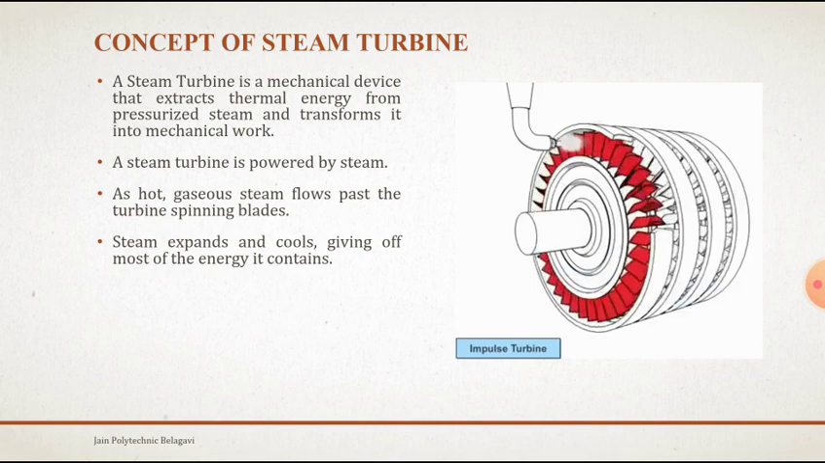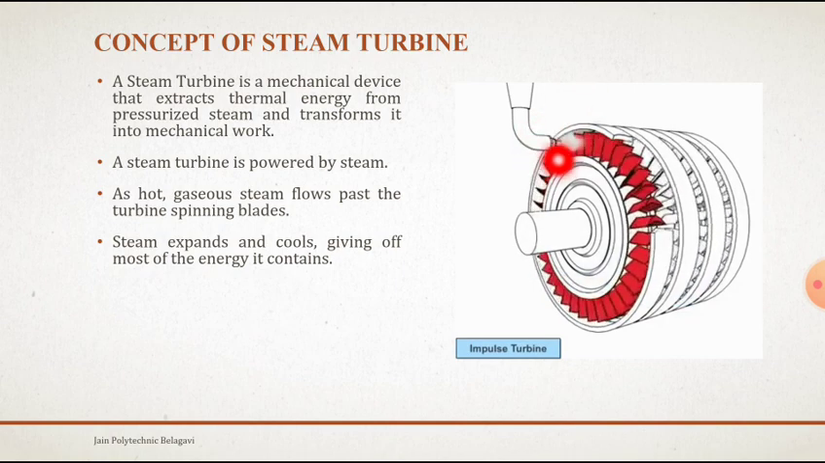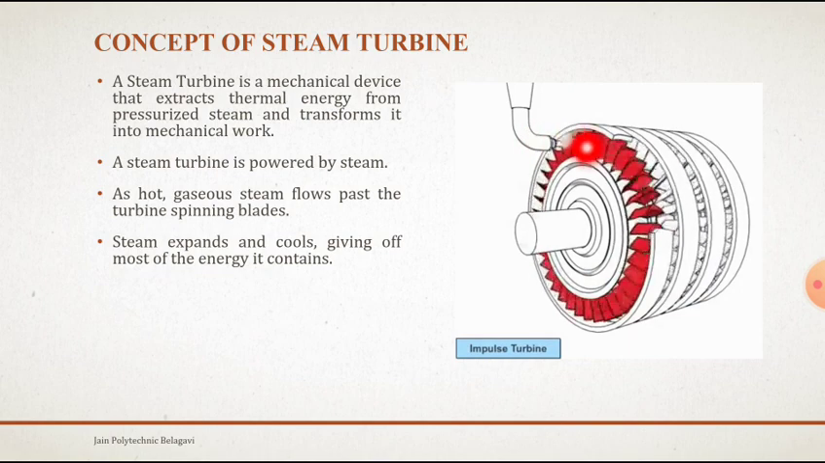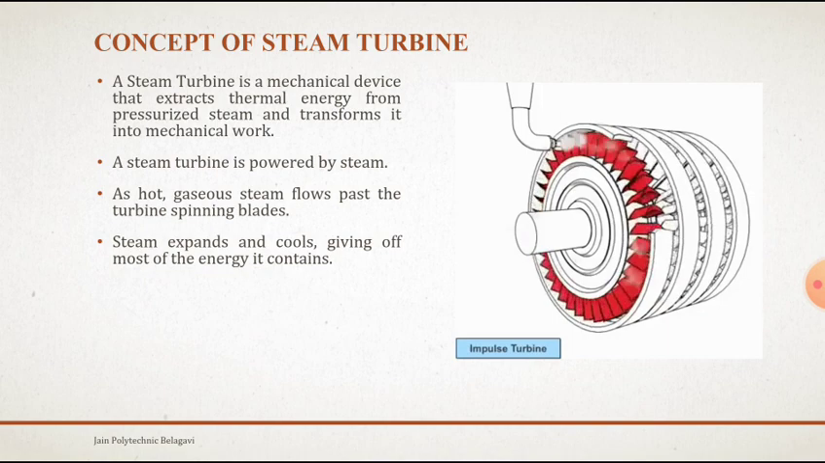So the steam passes through, and whatever it impacts on these blades, the rotor blades, the turbine starts rotating. Steam expands and cools, giving off most of the energy it contains. So whatever energy it has when it leaves the nozzle end, when it impacts on these blades, it all expands. It gives off all its energy to these blades, and it gets converted into mechanical work.